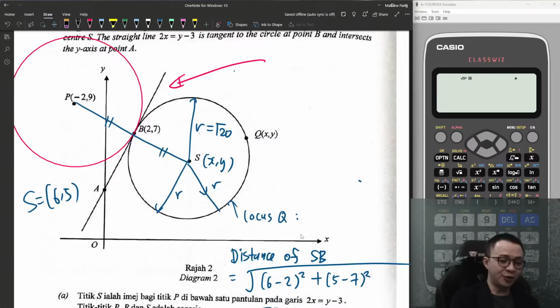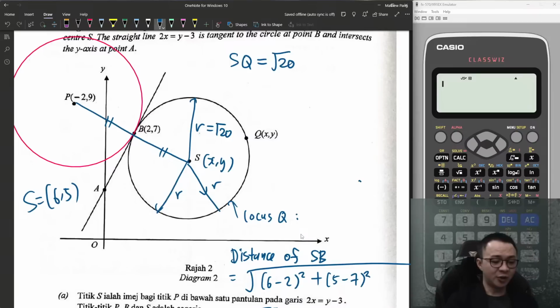Since they want to find locus Q, I can say SQ must always equal √20. The locus is the moving point, so basically Q can be anywhere on the circumference. From S to Q is always √20. It's understandable, right? So Q is (x, y), S is (6, 5).